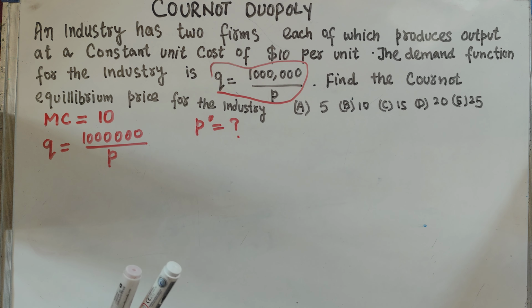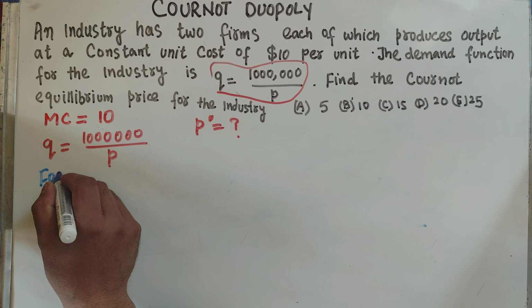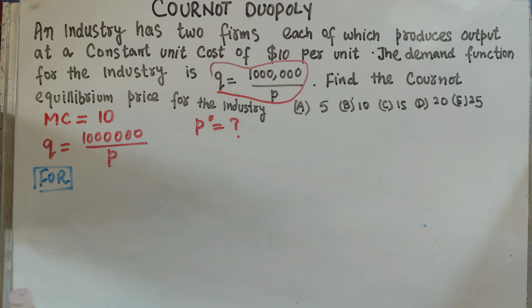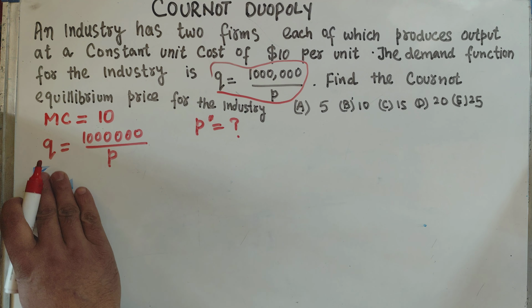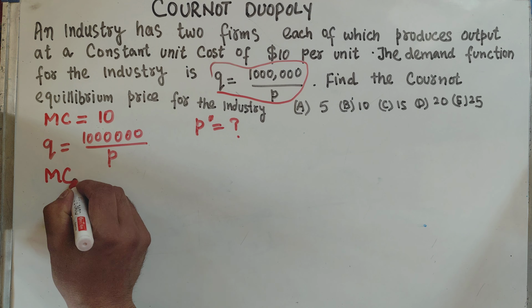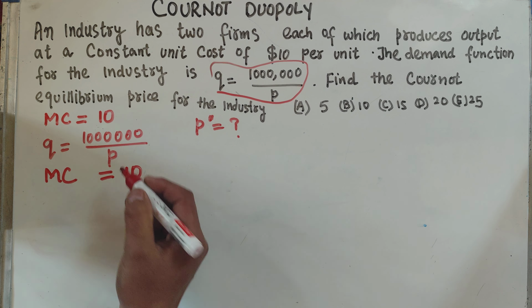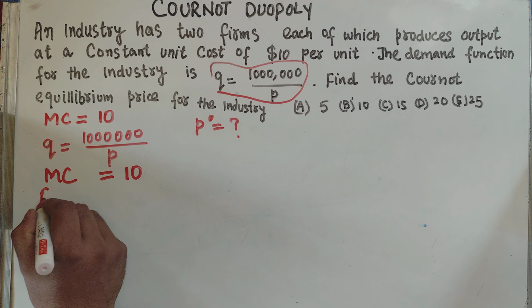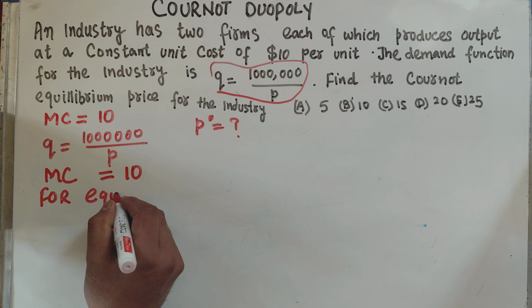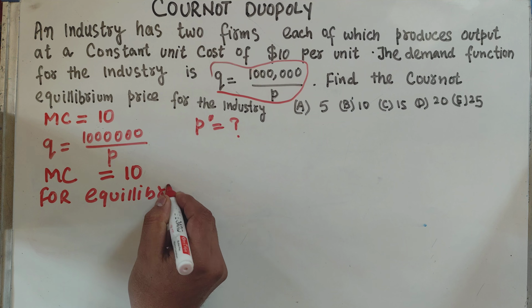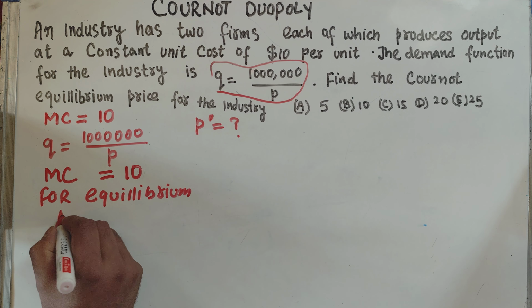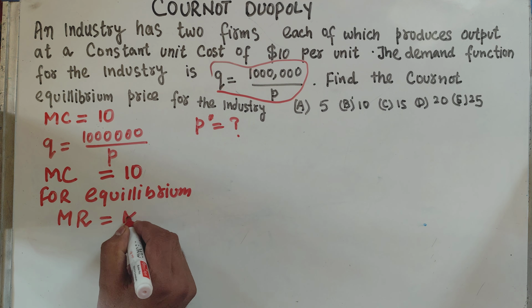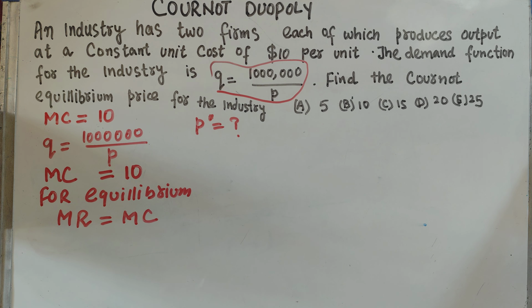Having said that, for equilibrium, the marginal cost of each firm is given as $10. For equilibrium, what we do is equate the marginal revenue with the marginal cost. Now what is the marginal revenue in this case, when we have this kind of demand function?